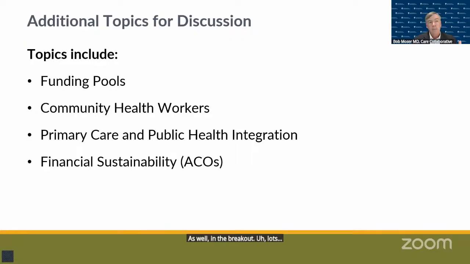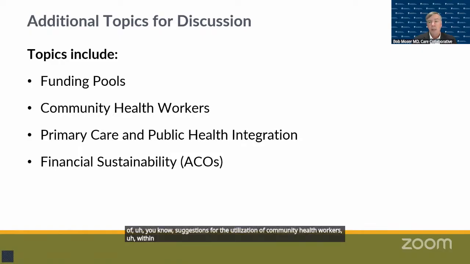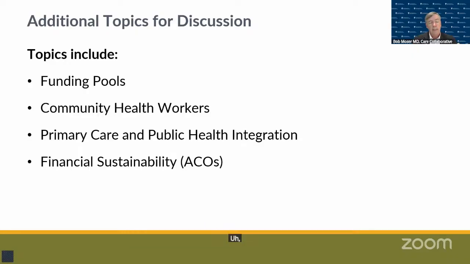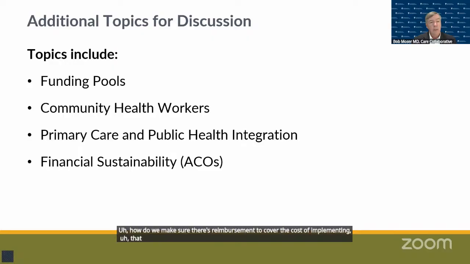There were lots of suggestions for the utilization of community health workers within care across communities and at different levels and sectors, so we're looking at those and tying them into some of the initiatives that were submitted. The one thing that comes up again is workforce. How do we develop that? How do we make sure there's reimbursement to cover the cost of implementing that, and at what level?